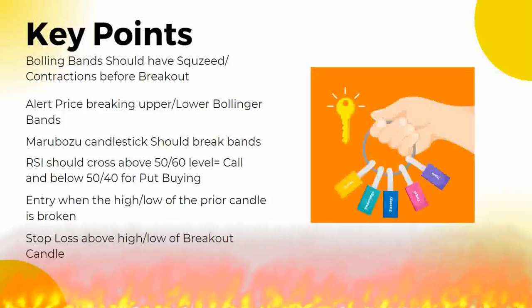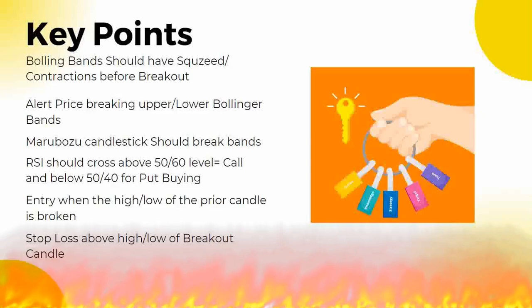So here are the key takeaway points from this video. Number one, Bollinger Bands should have a squeeze, a contraction, before the breakout. The longer the period of contraction and the tighter it is, the stronger the breakout will be. The candle breaking the upper or lower Bollinger Band should be a strong Marubozu candlestick. It should not have a long wick, because it might give a fake breakout and hit your stop loss. So keep in mind the Marubozu candlestick should break the bands properly.